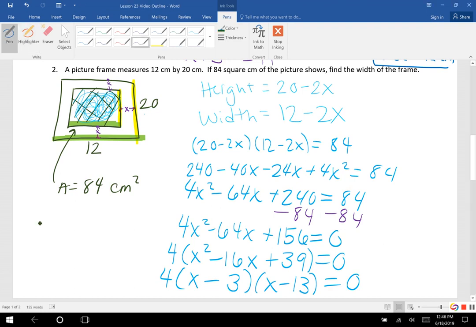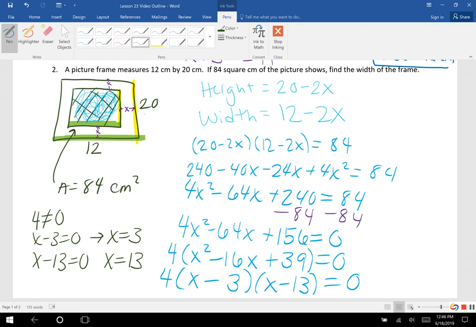My GCF of 4, well, that can't equal 0. But x minus 3 would equal 0 when x is 3. And x minus 13 would equal 0 if x is 13. Now, only one of these answers makes sense. If you go back to our original picture, we said the width of our frame is only 12 inches. So the entire bottom measures 12 inches. So that means this little distance here, one on each side, the x's, well, it can't be 13.